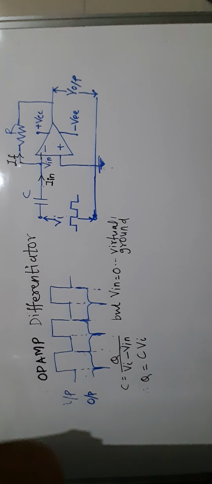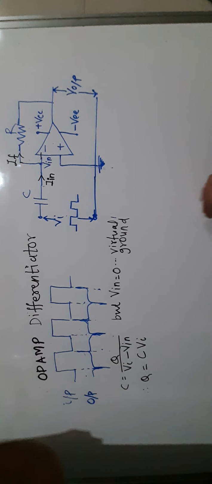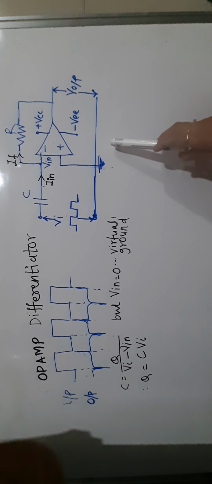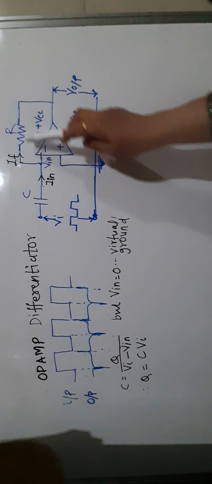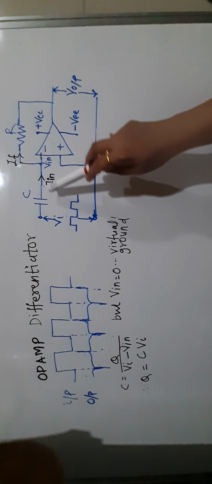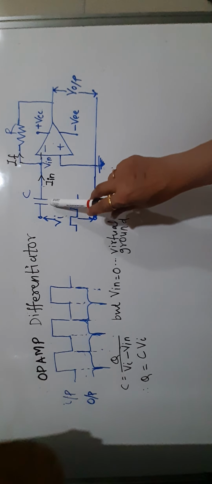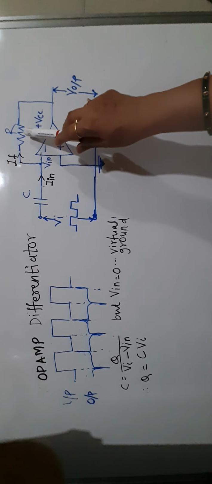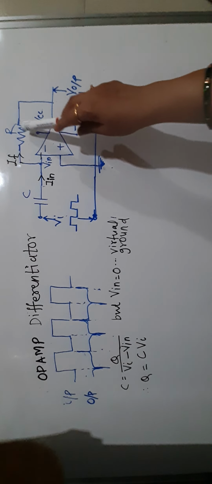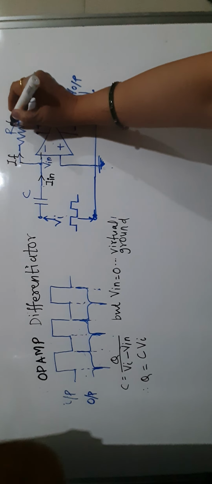Now let's start with the next topic, which is the op-amp differentiator. See, the diagram is similar to the op-amp integrator, only the places of R and C are interchanged. In the integrator, the capacitor was connected in feedback and R was the input resistance. Here the capacitor is connected on the input side and R is the feedback resistor. So we can write here R or RF. We can write both.